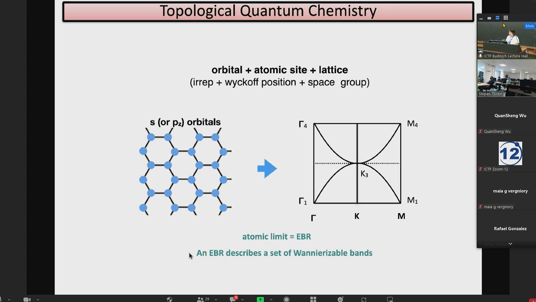So an elementary band representation is described by three ingredients: orbital, atomic site, and a lattice. What it is actually describing is a set of maximally localized bands that can be Wannierized respecting all the crystal symmetries, right? Which means that by defining an elementary band representation, we are defining an atomic limit of a set of bands.